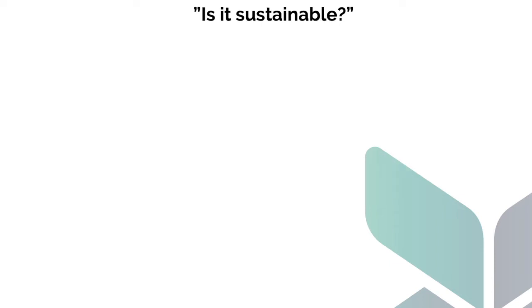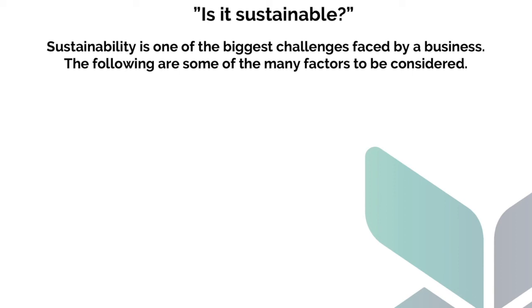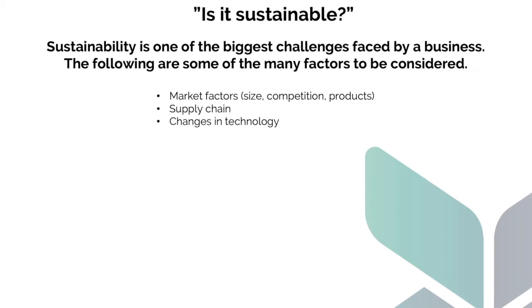Is it sustainable? Sustainability is one of the biggest challenges faced by business, and there are various factors to consider. You've got market factors: size, competition, and products. You've got supply chain. The fuel prices and so on in recent years have gone through the roof. Supply chain can be disrupted, and that will hinder your ability to make sales. Changes in technology: you could become completely obsolete overnight if there are technological advances, or the way you deliver things could be disrupted.